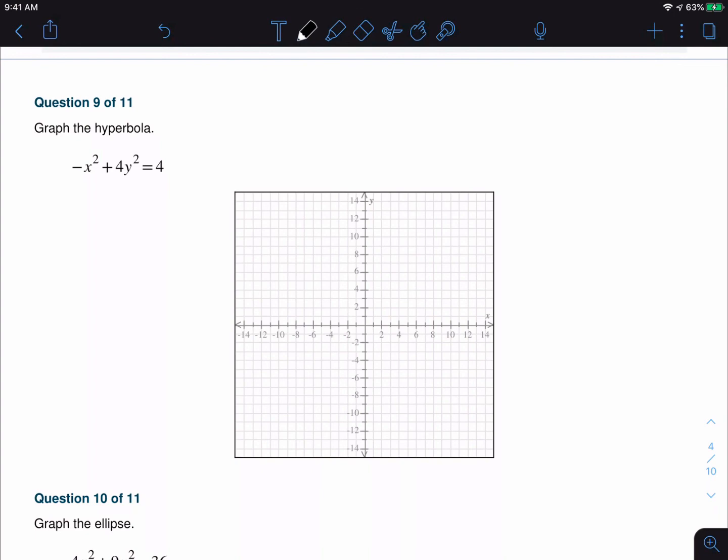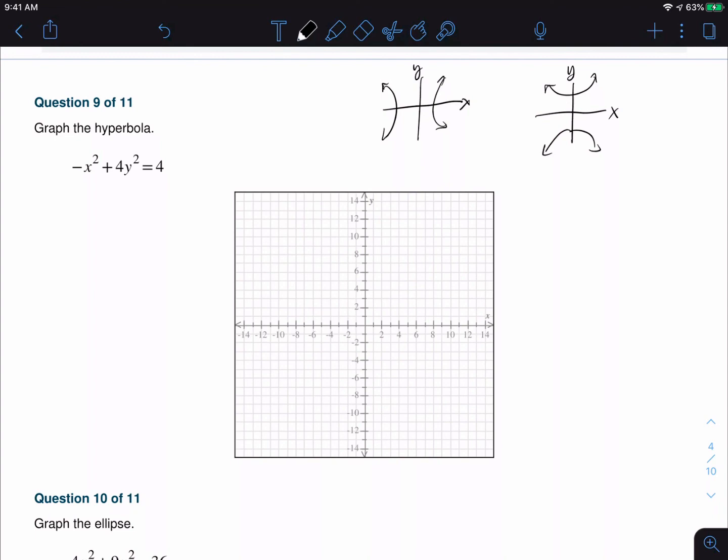So, do you guys know what a hyperbola is? Okay, so a hyperbola, depending on what it is, is going to look something like this, right? Or it might look something like this, where this is the x-axis, this is the y-axis, this is the x-axis, this is the y-axis.